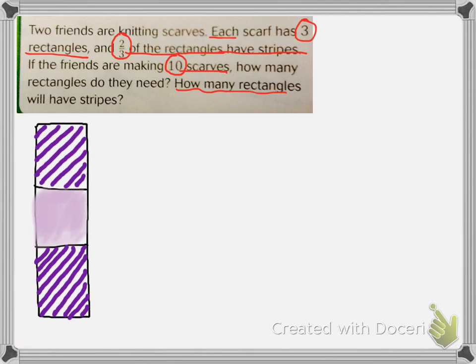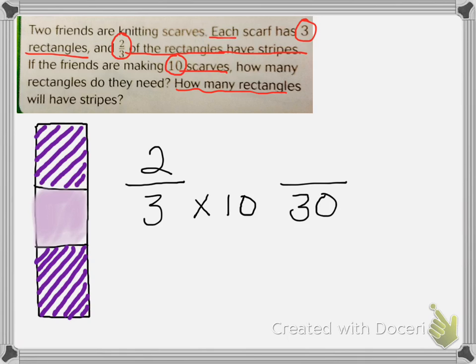Okay, so let's see. If the friends are making 10 of these, 10 scarves, how many rectangles do they need? Well, let me write a fraction. 2 out of the 3 rectangles needed for 1 scarf are striped. 1 is not striped. So if they made 10 scarves, they would need 10 groups of 3 rectangles, or 30 rectangles.